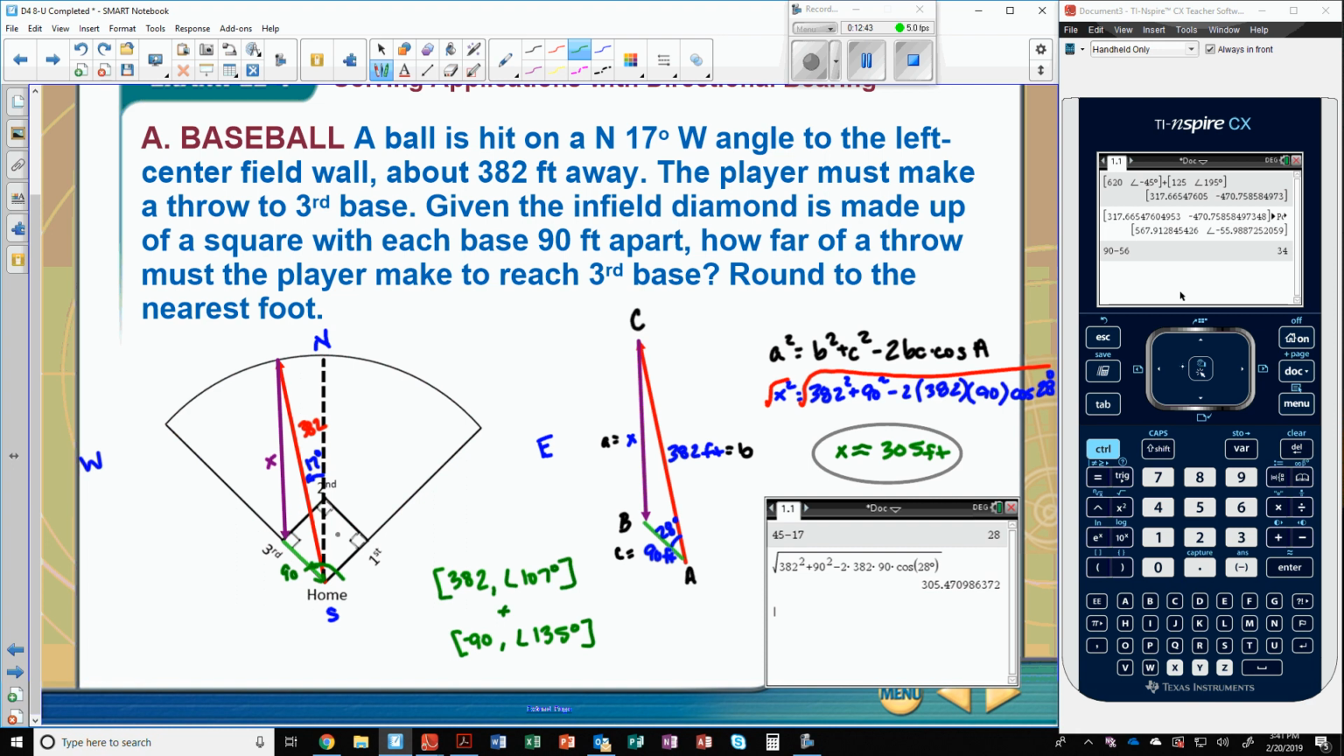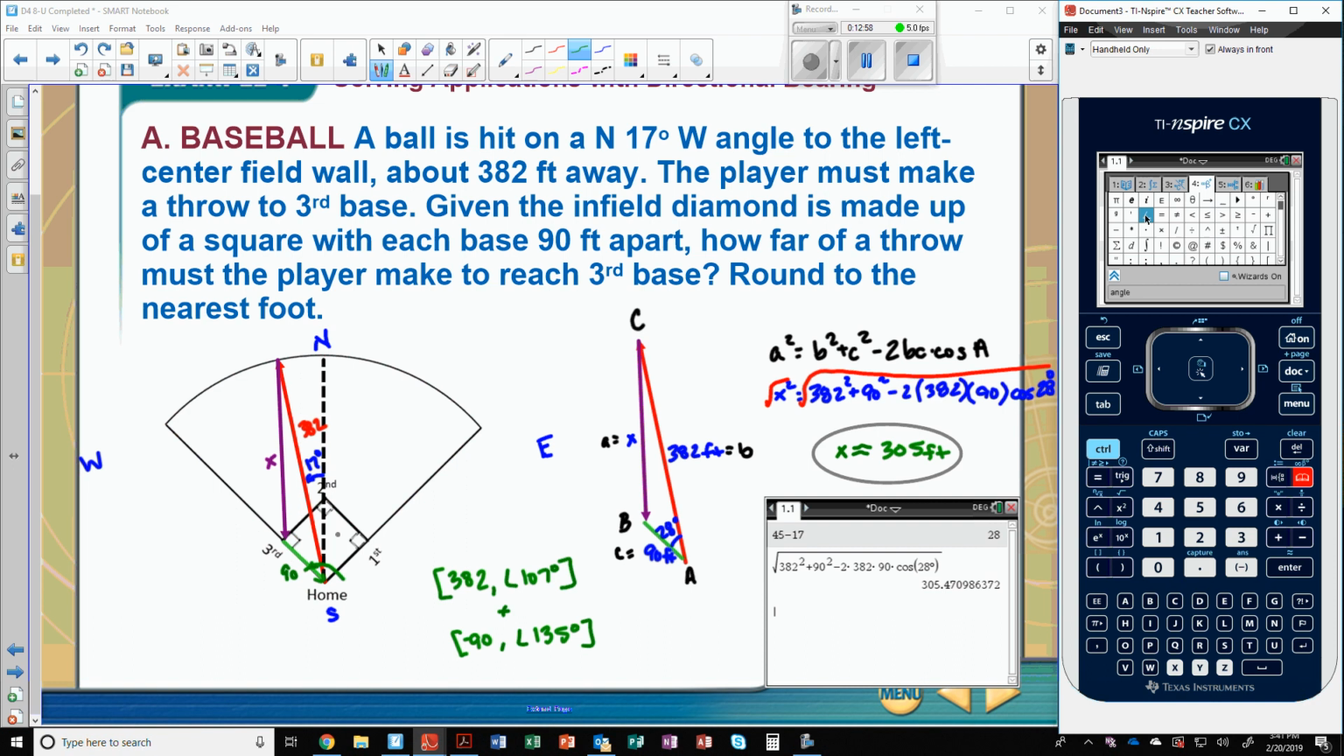Let's try it out. So I'm going to come to my calculator, and we'll get the brackets here. And we're going to have 382, comma, and then choose the angle. So book, angle, the first one was 107 degrees. And we're going to add that. The second vector was 90 feet, but because I'm switching the direction and making it come this way, I want to say it's negative 90. So anytime you want to switch direction, you just make the hypotenuse negative. And then I say angle, and this would be 135 degrees. So again, I press enter.